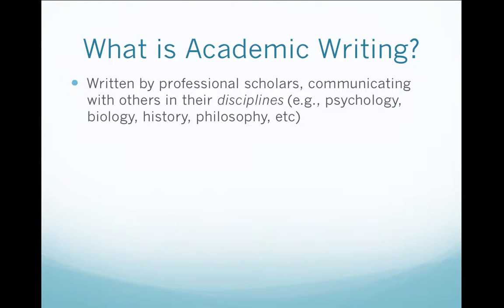What is academic writing? This is writing that is written by professional scholars that's designed to communicate with others in their discipline. What is a discipline? An academic discipline is a certain area of study that has a certain subject matter and also a certain approach. So, things like psychology, biology, history, philosophy, etc. Basically, the departments of universities are generally built around different disciplines.